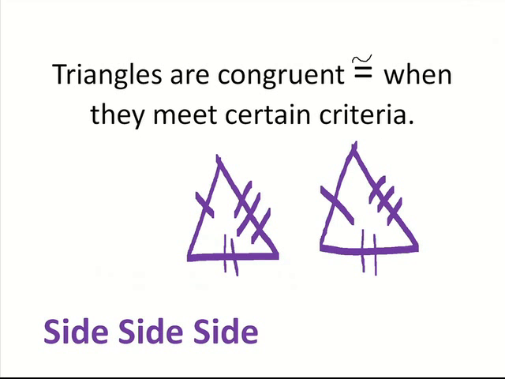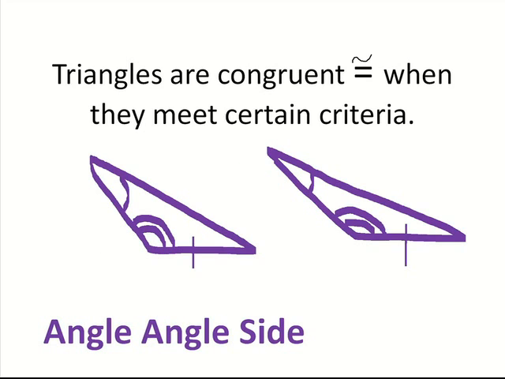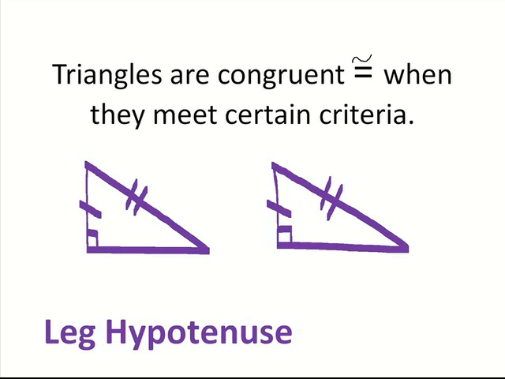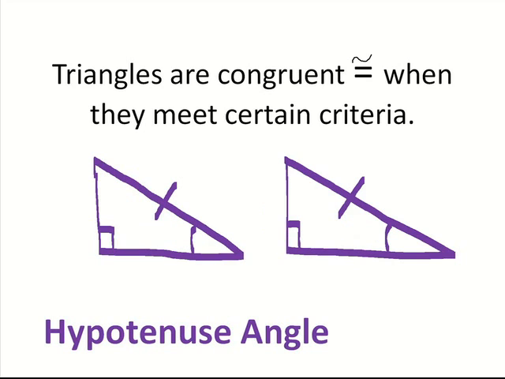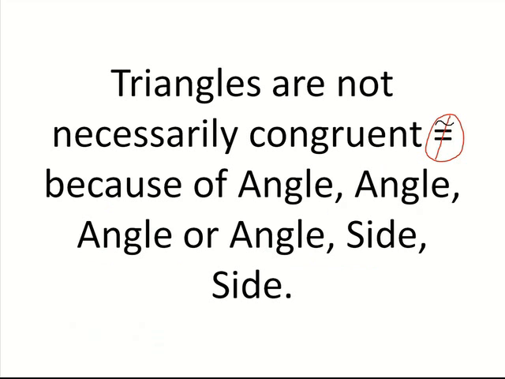All right, triangles are congruent when they meet certain criteria. Side, side, side; side, angle, side; angle, side, angle; angle, angle, side; leg, leg for right triangles; leg, hypotenuse for right triangles; hypotenuse, angle for right triangles; and leg, angle for right triangles. Triangles are not necessarily congruent because of angle, angle, angle, or angle, side, side.